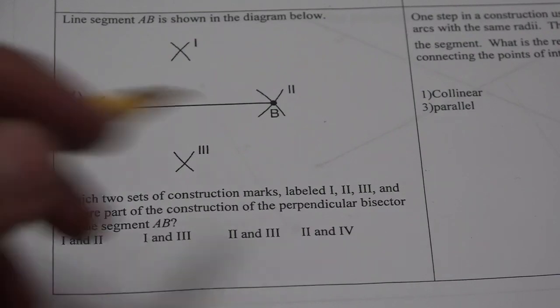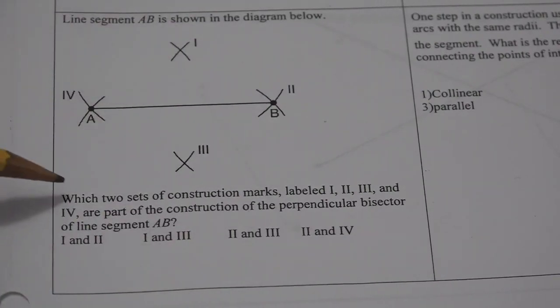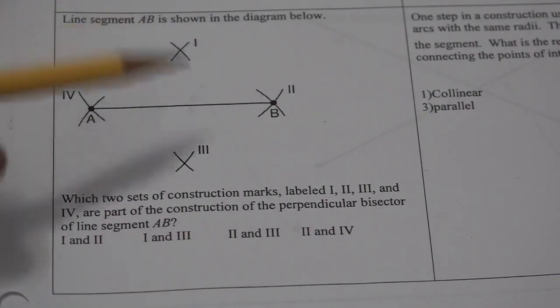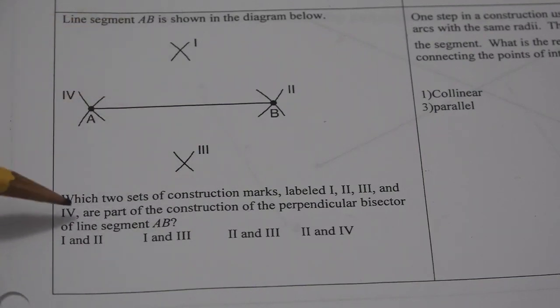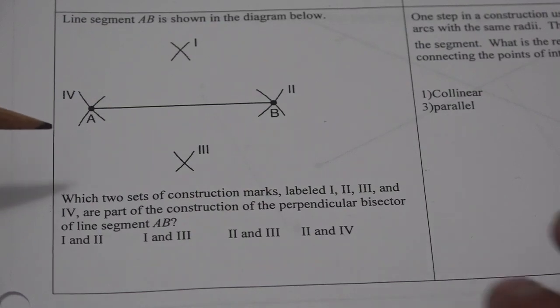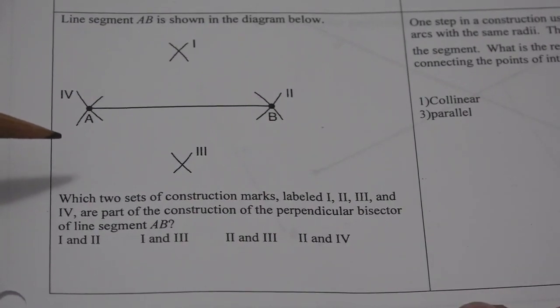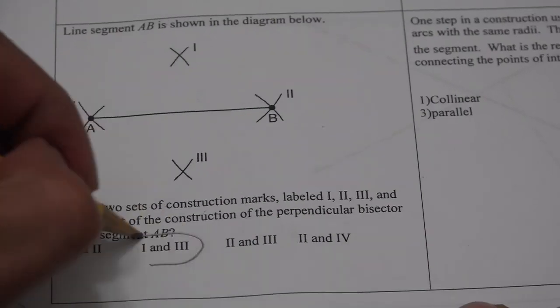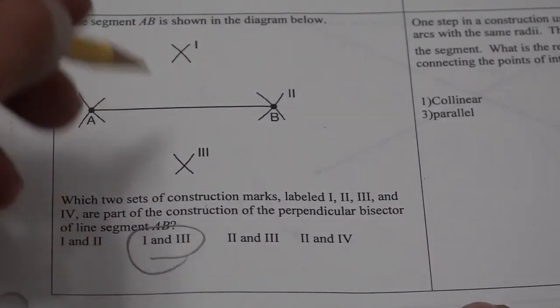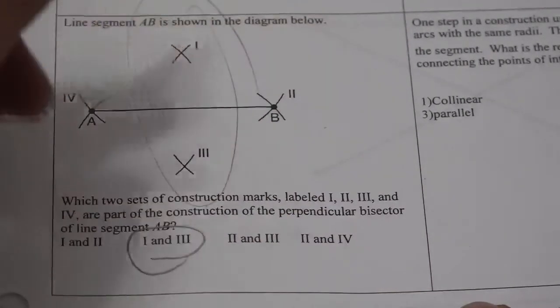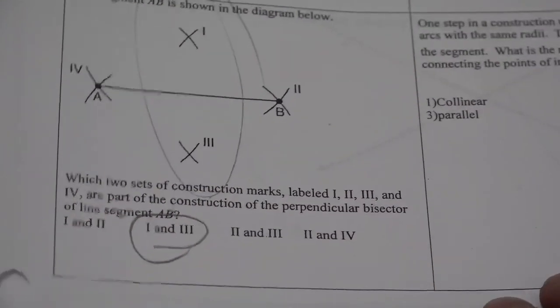Line segment AB is shown in the diagram below. Which two sets of construction marks labeled 1, 2, 3, and 4 are part of the construction of the perpendicular bisector of line AB? Perpendicular bisector, hello? Correct. 1 and 3, circle A, circle B. So you have to construct that. Okay.